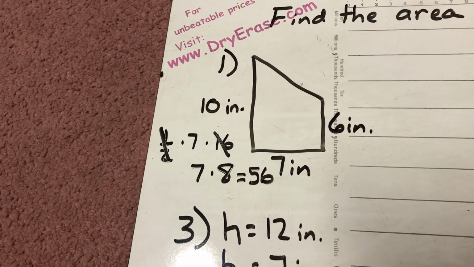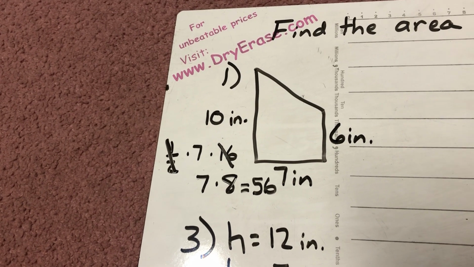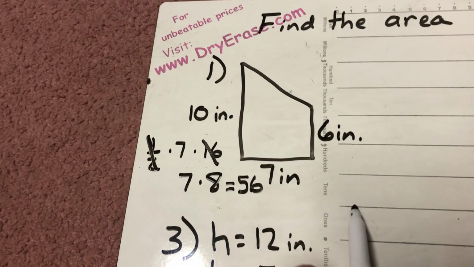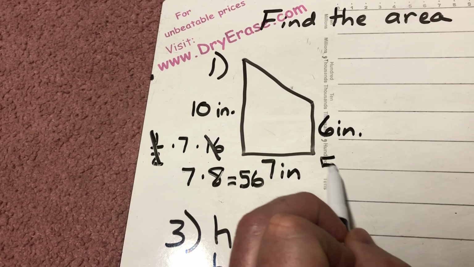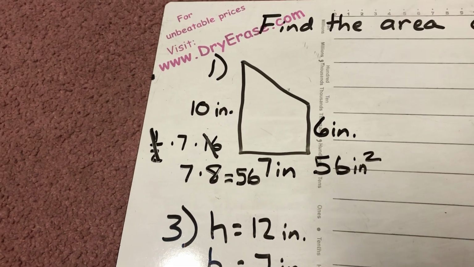So, as always, our area is about carpet. How much does it take to cover? Okay, it's always in square units. For number 1 here, it's going to be 56 inches squared.